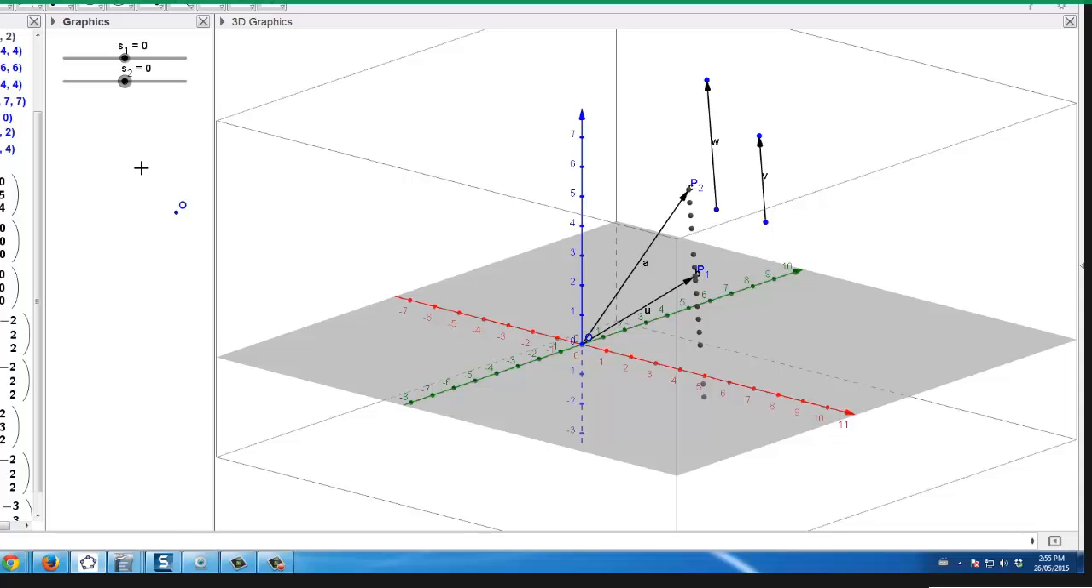Okay, what do you notice about point 1 and point 2? What has to be true about point 1 and point 2?